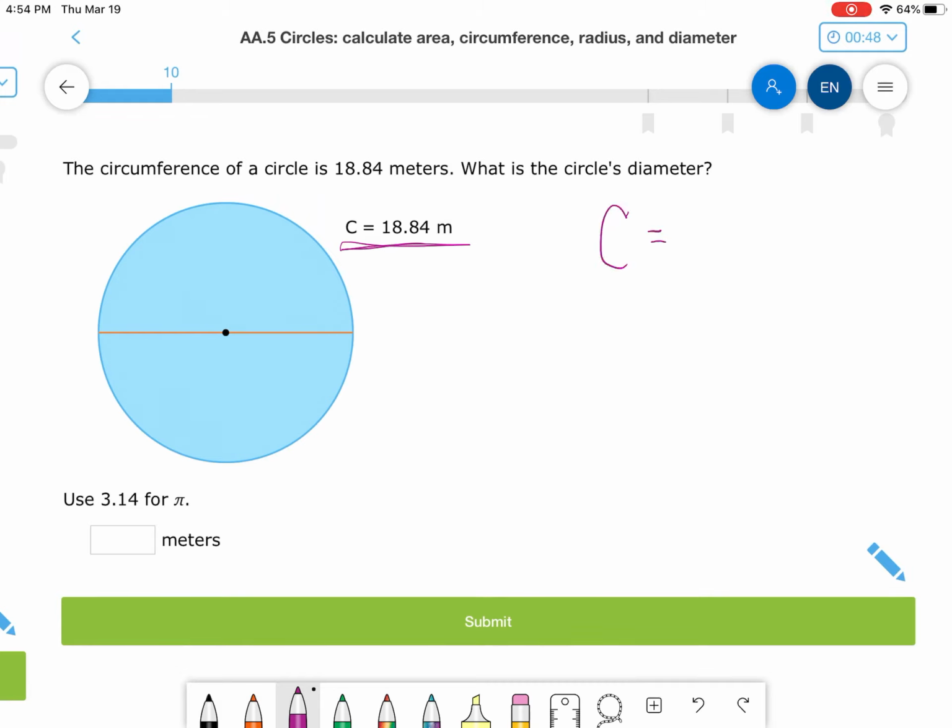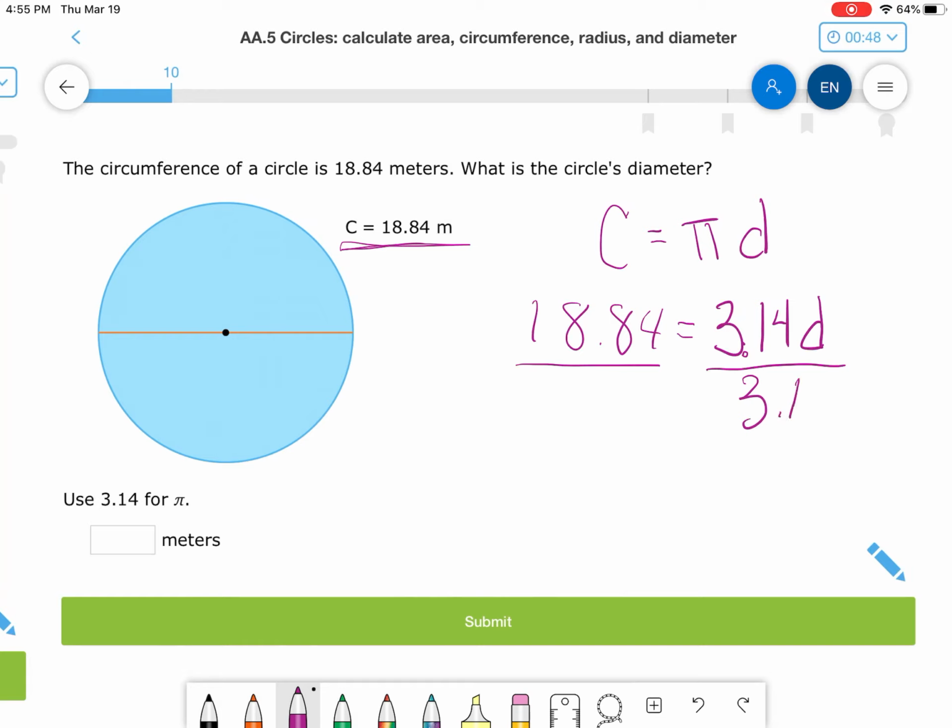We're going to start by writing C is equal to pi times D, and then we're going to plug in what we know. So we know that the circumference is 18.84, and we know that pi is 3.14, and we don't know the diameter, so we leave it as D. Now this should look like an equation that you know how to solve. You're going to divide both sides by 3.14 in order to get D by itself. These cancel because it's a 1 pair, and when you divide 18.84 by 3.14 on your calculator, you should get 6. So our diameter here is 6 meters.